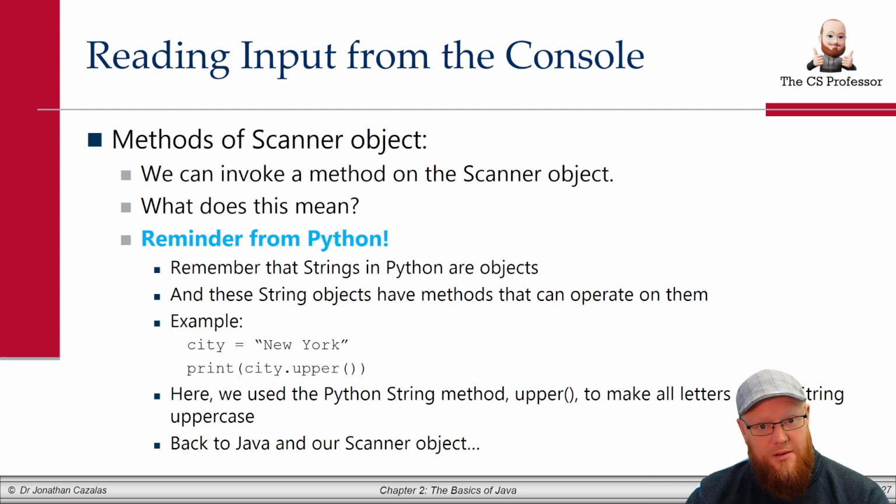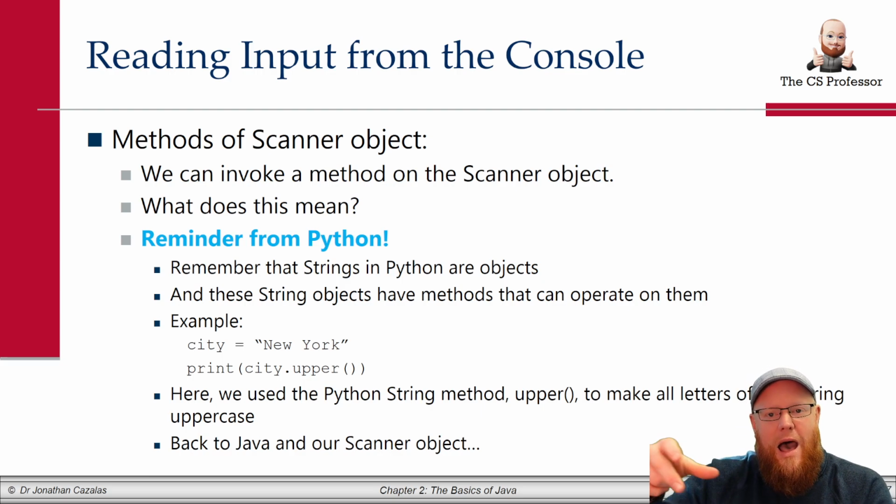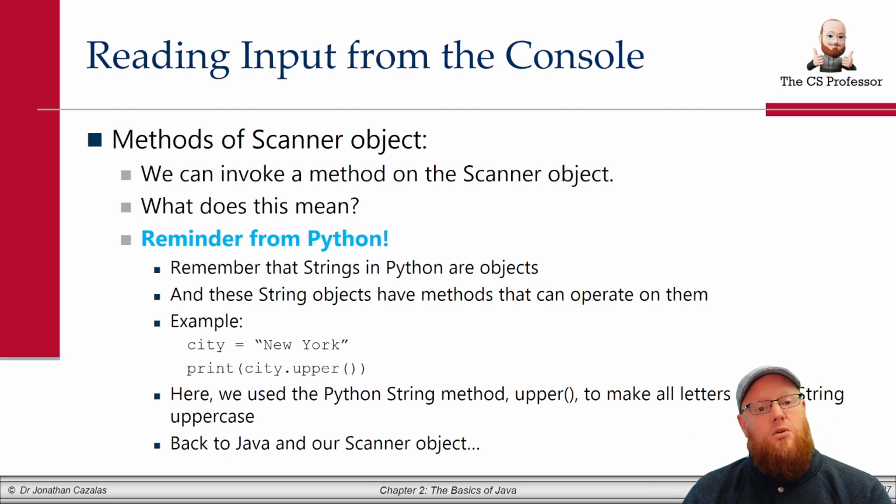It's a method. It's an actual string method in Python, and it operates on that particular string, in this case, New York. So what does upper do? It makes all characters of that string uppercase. Pretty simple, you already know that. But the purpose of reminding you of this is that in Python, we actually have methods as well, and these are methods that operate on specific objects.